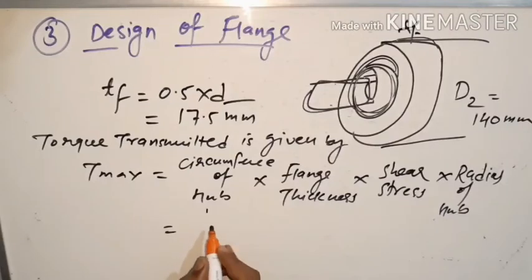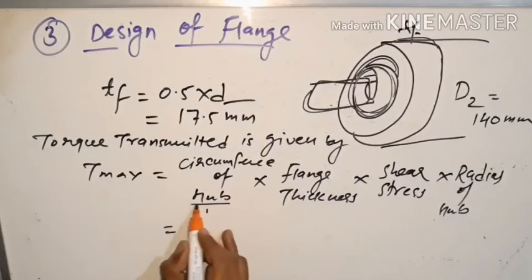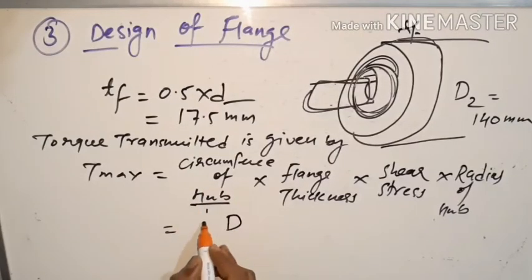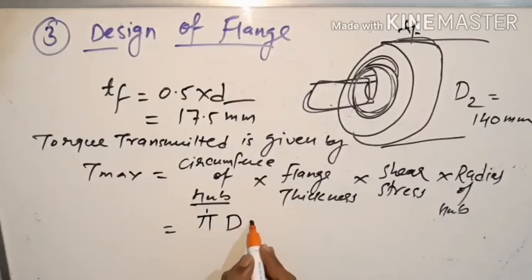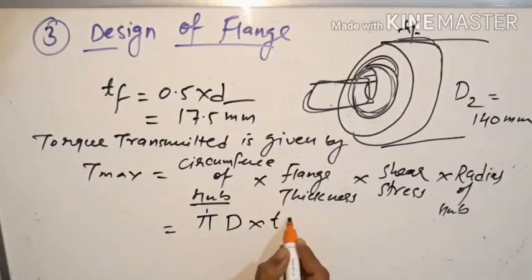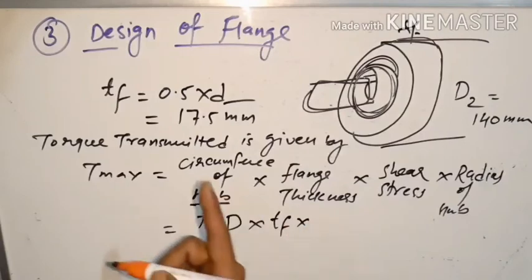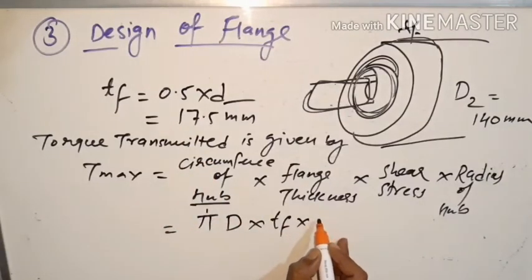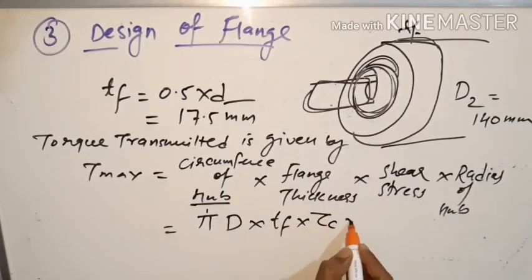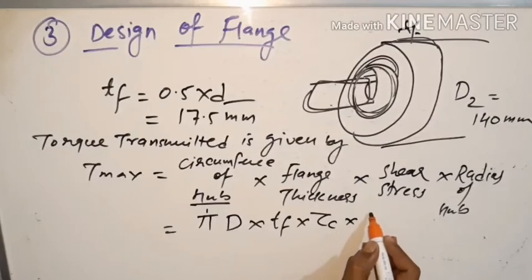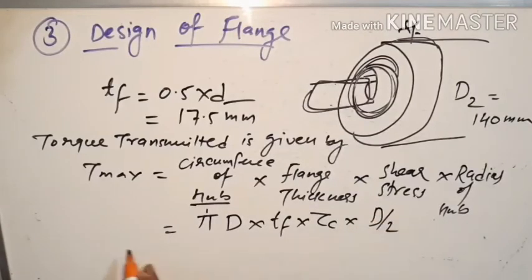So what is the circumference of the hub? The diameter of the hub is d. So what is the circumference? It is pi d or 2 pi r, into the flange thickness Tf, into the shear stress in the flange, tau c, which is made of cast iron. And what is the radius of the hub? It is d by 2.